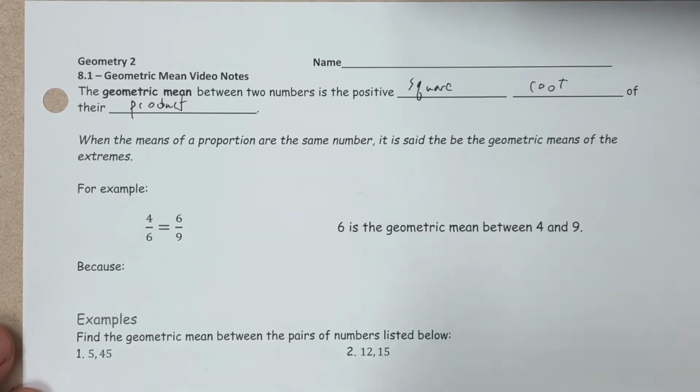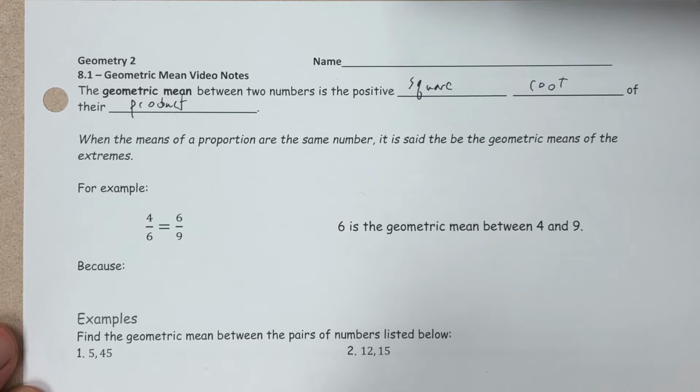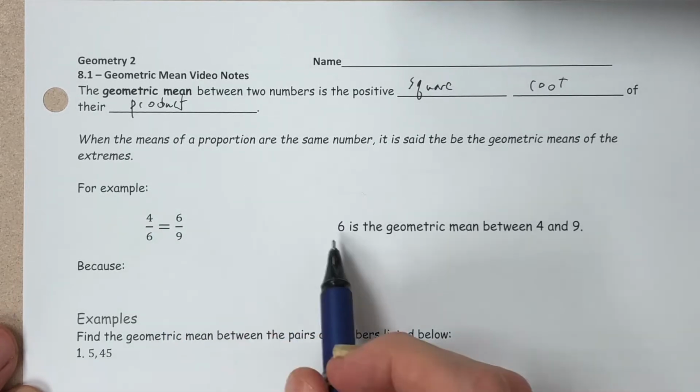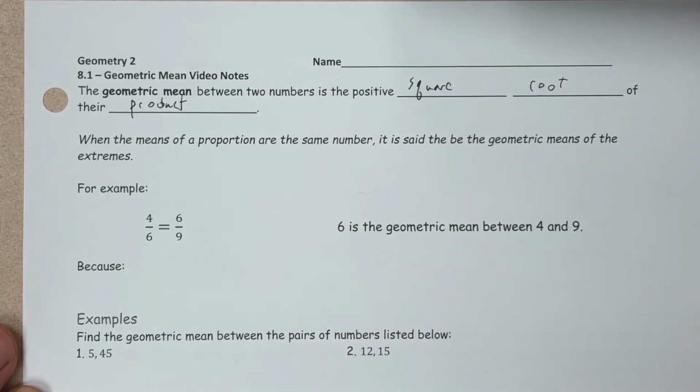So this geometric mean says when the means of a proportion are the same number, it is said to be the geometric mean of the extremes. For example, in this case, 4 over 6 equals 6 over 9, so 6 is the geometric mean between 4 and 9.